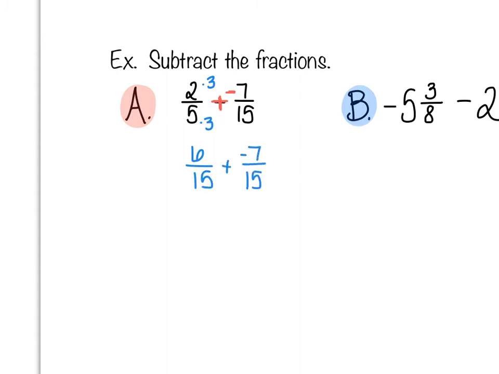So we check our signs. They're different, right? We're just looking at our numerators here. And our numerators have different signs, so we're going to subtract. 7 minus 6 is 1. Keep the sign of the larger number. And that's going to make it negative 1 over 15.